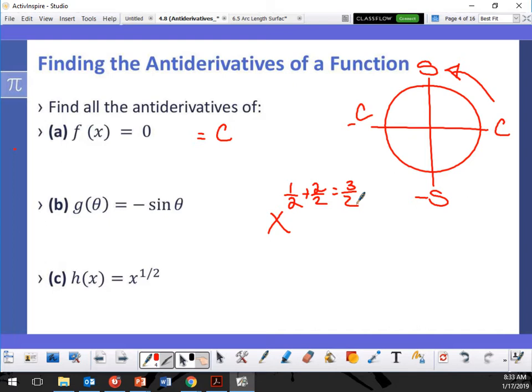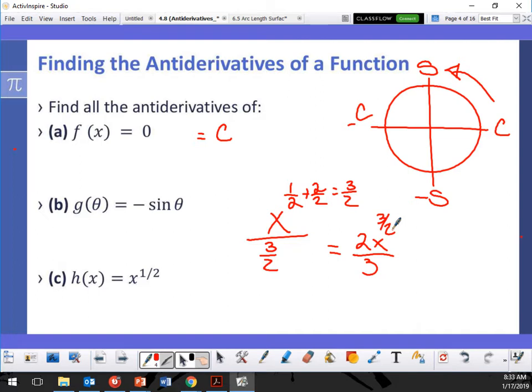And what am I doing with that 3 over 2? What did I say to do? Divide by it, right? So this is going to be divided by 3 over 2. But since I'm dividing by 3 over 2, I'm going to have a fraction over a fraction. I don't like that. Multiply by the reciprocal of the bottom. So this is now 2 over 3, then I have x to the 3 halves, and then that's it.